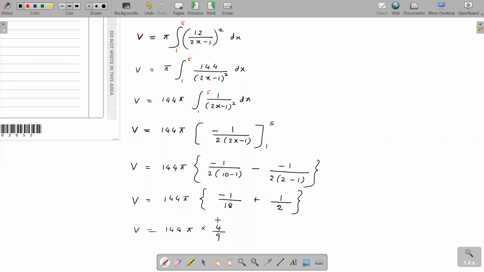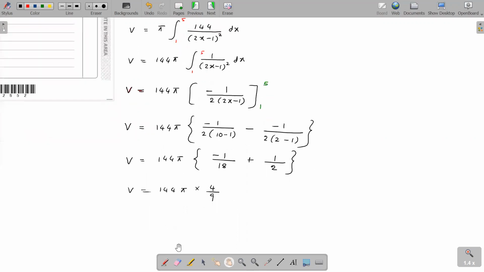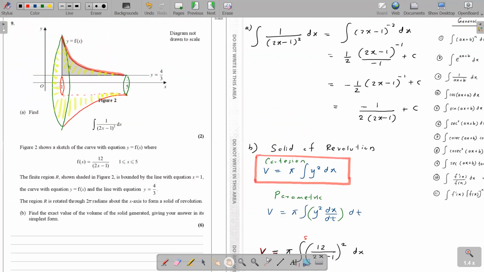So 4/9 multiplied by 144, you get 64. So basically 64, don't forget the π. 144 into 4/9 is 64, and then do not forget the π. So volume is 64π. This is the volume of this entire large object. When you rotate it, the volume of this complete object is 64π. Then what you need to do is remove the cylinder.